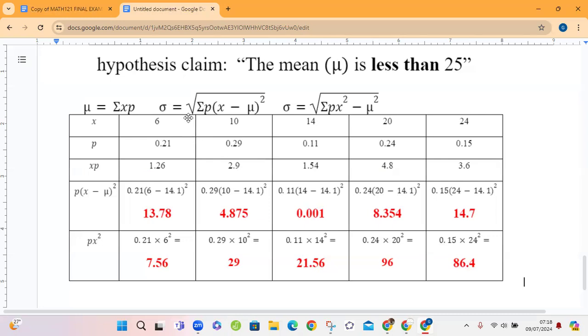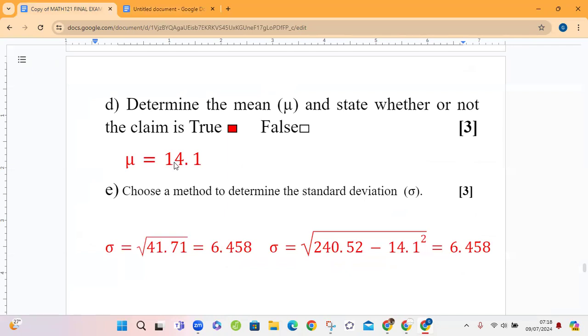the population mean. Now remember, the claim says that the mean is less than 25, and we got a mean of 14.1. So it appears that the claim is true, that the population mean is actually less than 25, because 14.1 is less than 25.